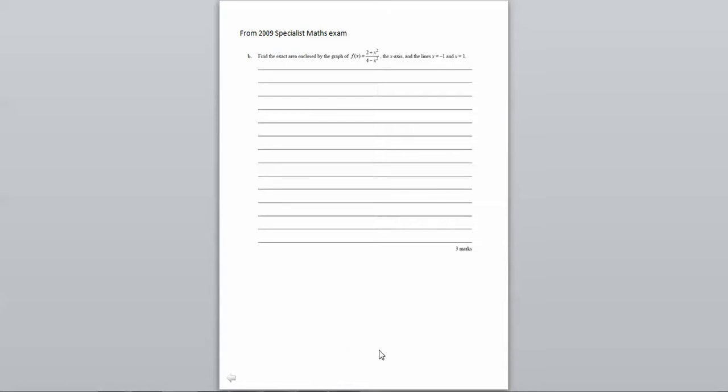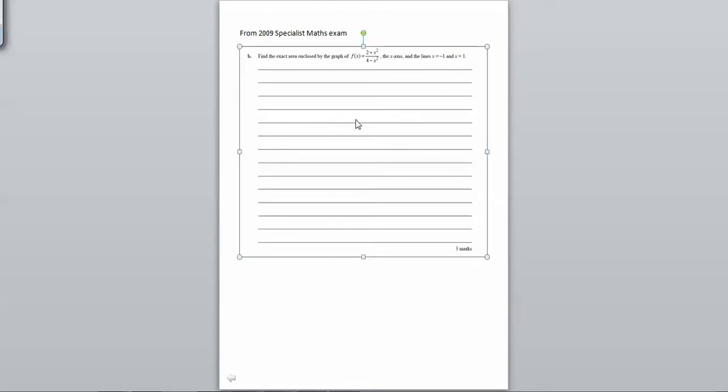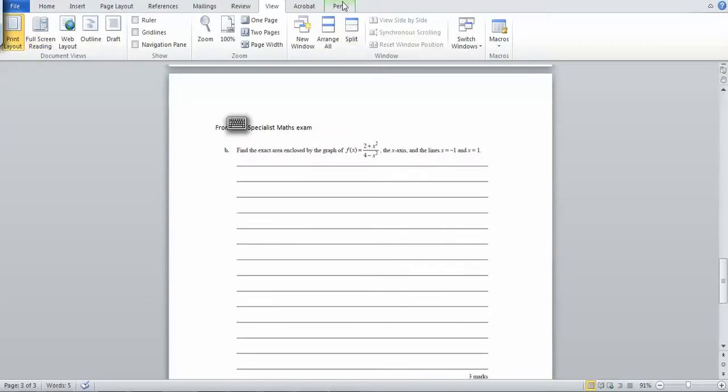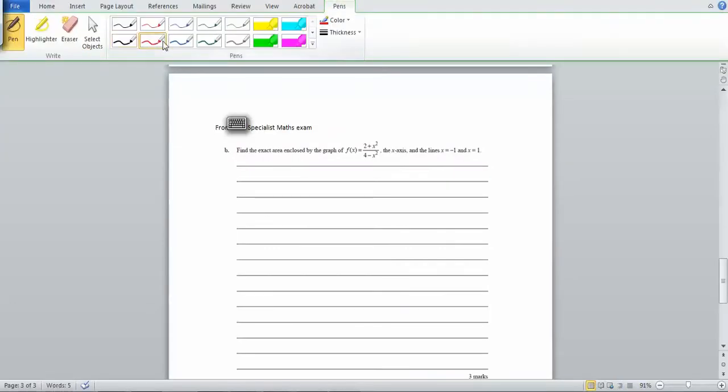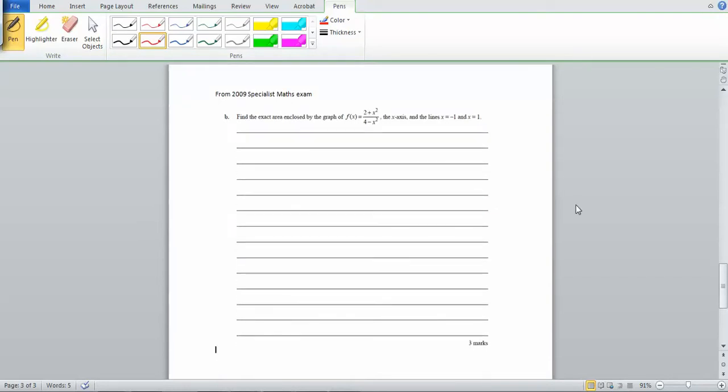Okay, so this time we're going to go through partial fractions, and let's explain why we actually need to go through it. First of all, if we have a look at a 2009 Specialist exam question, one of these questions is asking us to find the area enclosed by the graph of f of x, this thing here. Now, I'm not going to go through the maths behind that. We'll go through that next year.